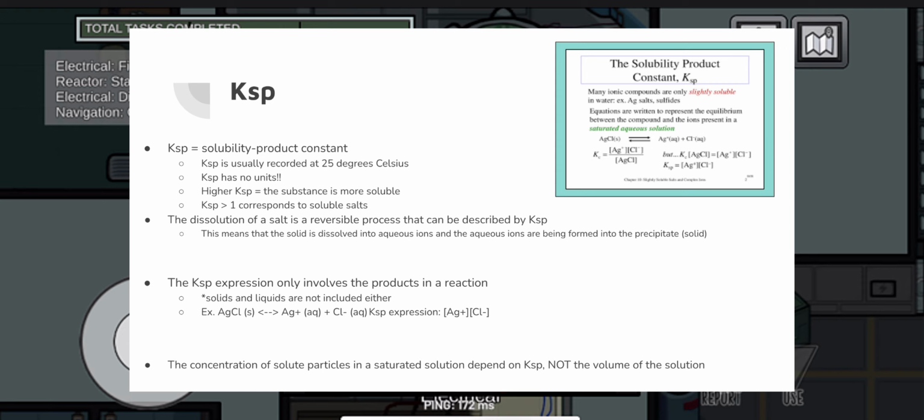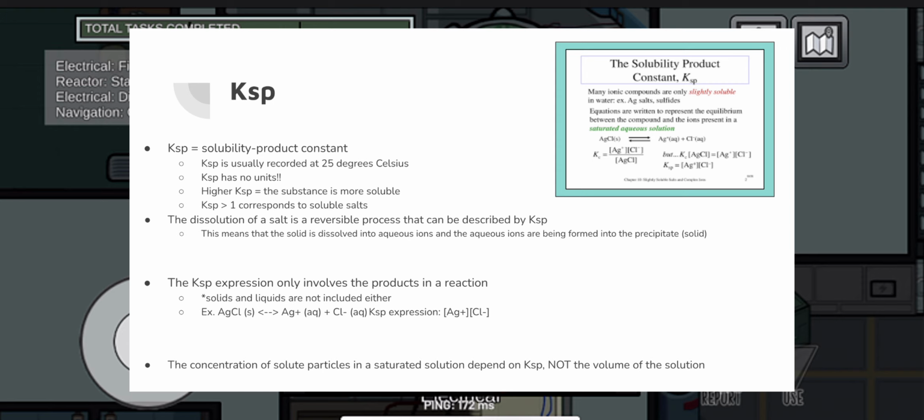However, in the Ksp expression, solids and pure liquids are not included, so it only includes the concentrations of the products. In the silver chloride dissolution, this means that the Ksp expression will only include the concentration of silver ions and concentration of chloride ions together. The higher the Ksp value, the more soluble the substance is. Typically, when Ksp is greater than 1, it indicates a more soluble salt.